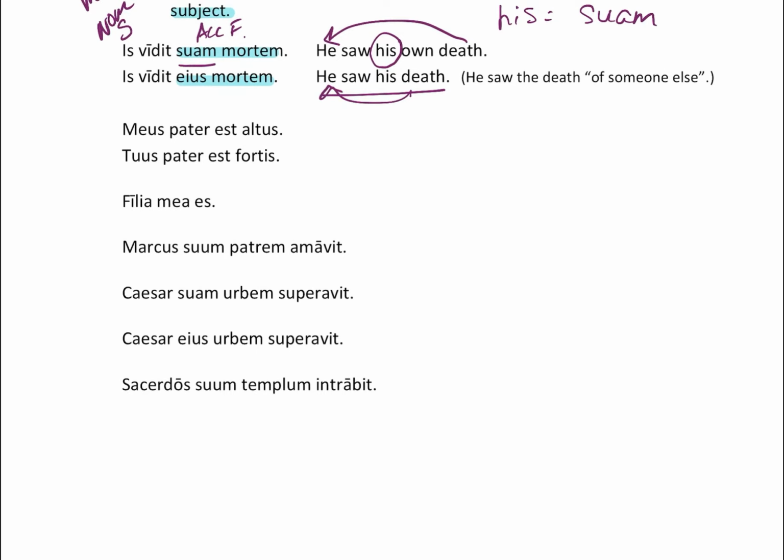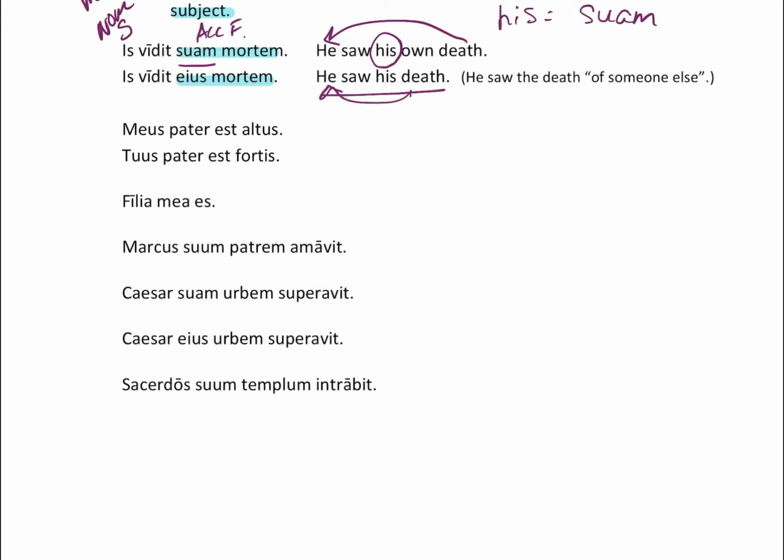All right, and eius as well. Eius is the same whether it is masculine, feminine, or neuter. So you could translate this as "he saw her death," but we don't know. So that would be totally acceptable. We don't have any context. This is why context is so important.